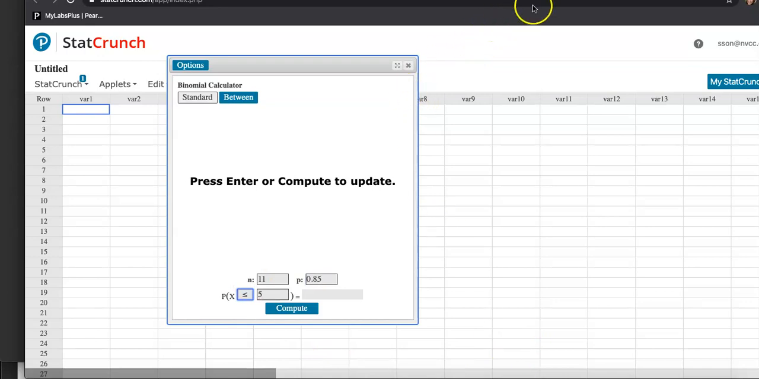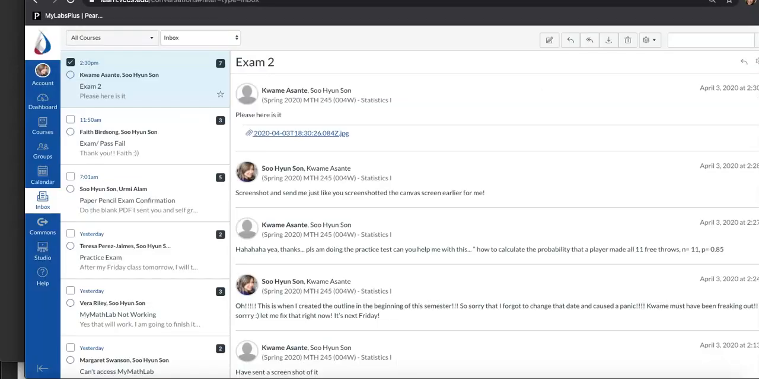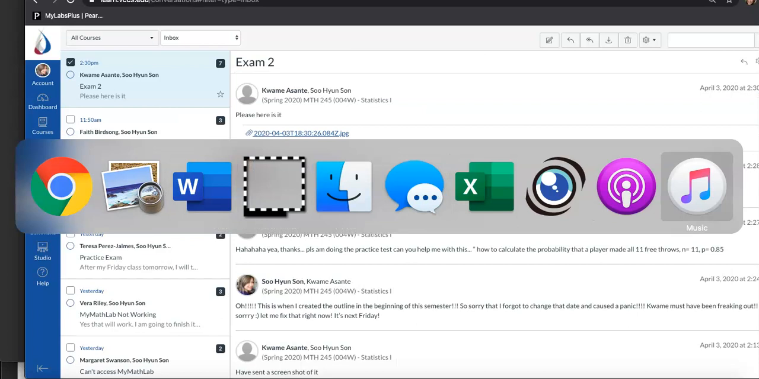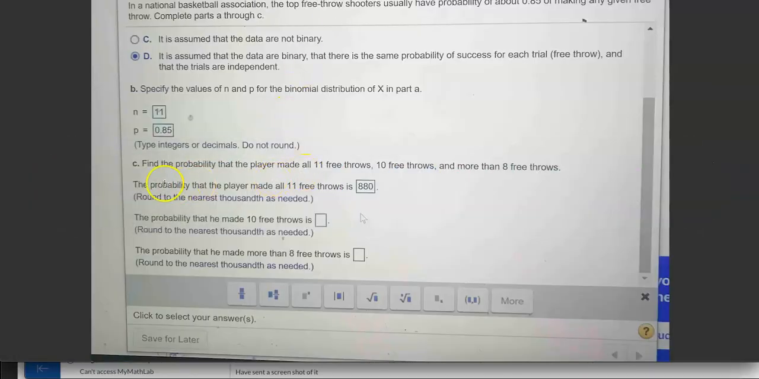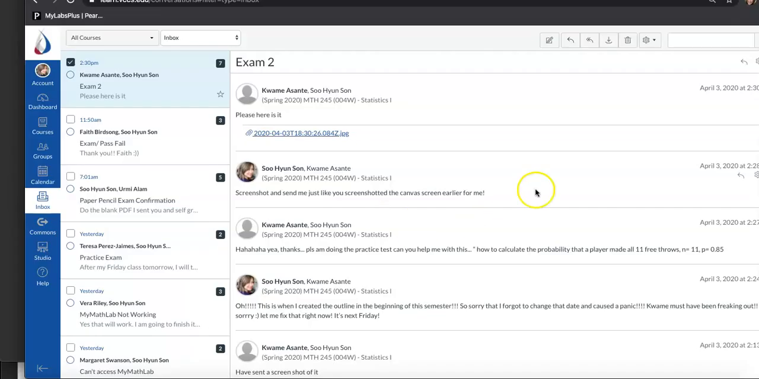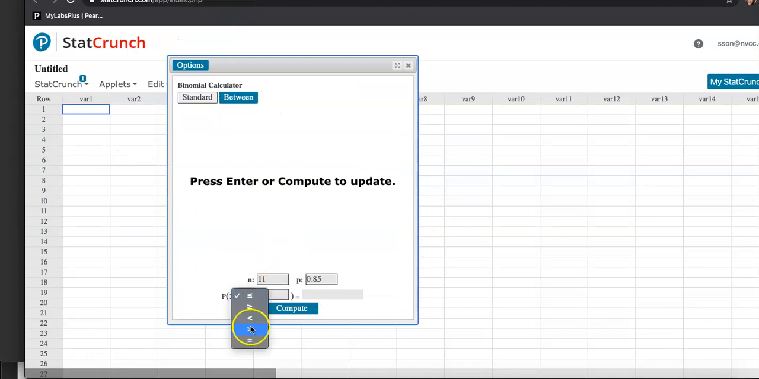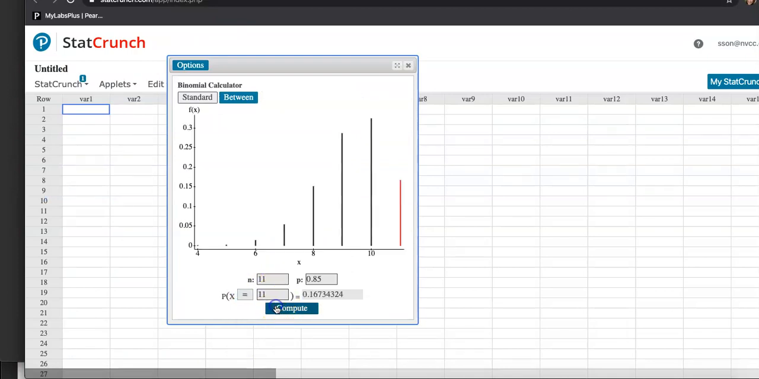Let me go back to the message. Where is the message? Probably in my inbox. Oh no, I lost the message. Oh, here it is. Probability that the player made all 11 free throws, all 11. So we want the probability that x equals 11, right? So back in my StatCrunch, type in x equals exactly 11 and compute. The probability is going to be 0.167344. Now we better double check how they wanted us to round that.